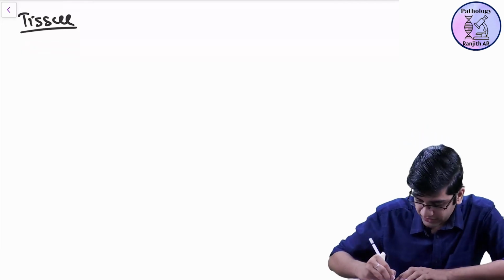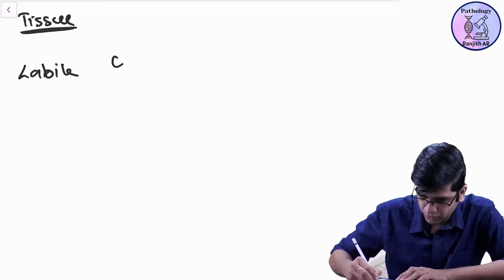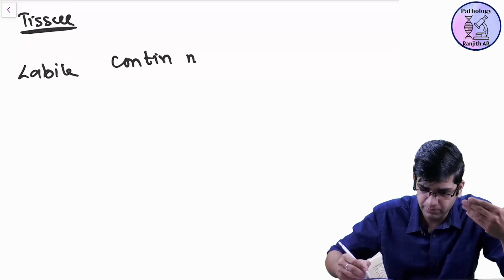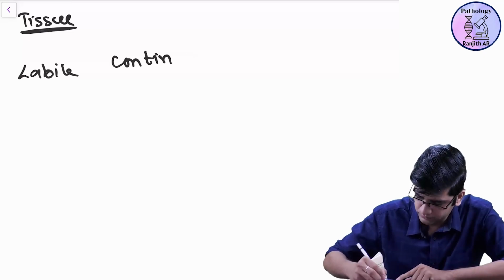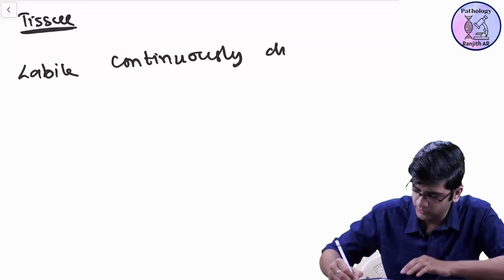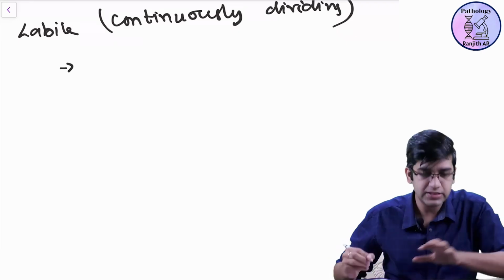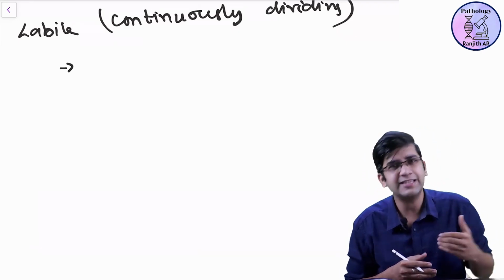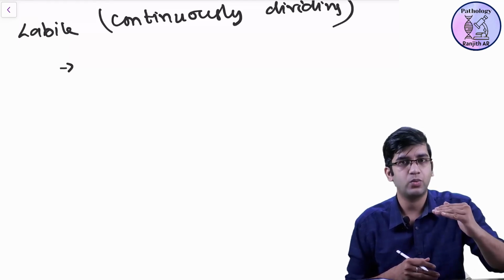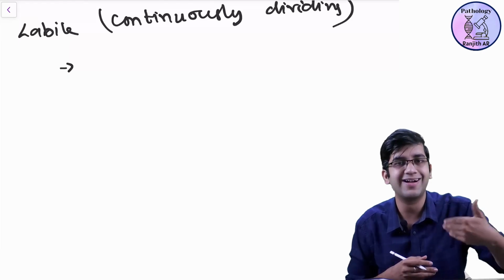So we have cells or tissues divided into three major subtypes. The first one is called labile or continuously dividing cells. They continuously keep on dividing. Ignore my spellings. These continuously dividing cells are always in the cell cycle. I don't need a stimulus. Once a cell dies, a new cell comes. When a cell dies, a new cell comes, automatically, always, again and again.